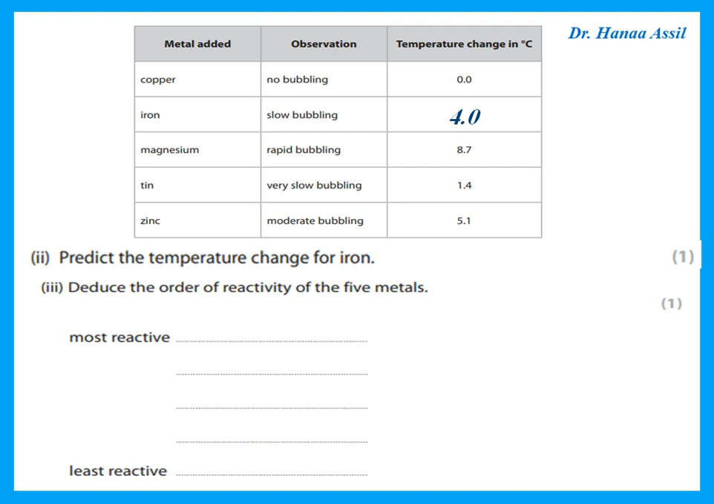Now, from the table, deduce the order of reactivity of the 5 metals. Well, from the observation, he says copper, no bubbling. That means it is the lowest. Now, which one is the most reactive? The one that has rapid bubbling. We have rapid bubbling with magnesium. And then what is next? The one for zinc says moderate bubbling. And then slow bubbling for iron. And then very slow bubbling for tin. And we said copper did not react at all, so it is the least reactive.